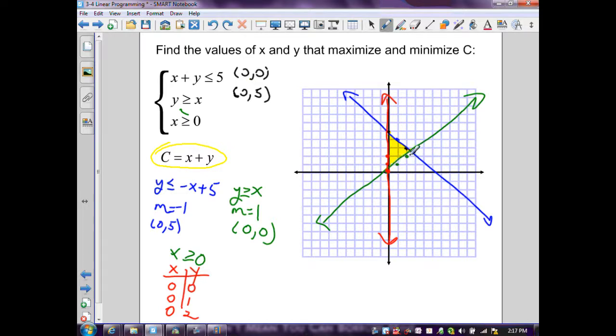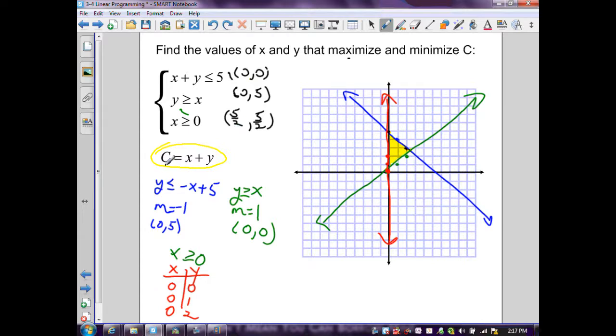If that's the case, we know they intersect at the midpoint of each of the x and y vertices. Therefore, I know that that intersection is 2.5 and 2.5. So 2.5 and 2.5 is going to give me 5 halves and 5 halves. To determine the maximum and minimum value of each point, all I do is substitute into the objective function.